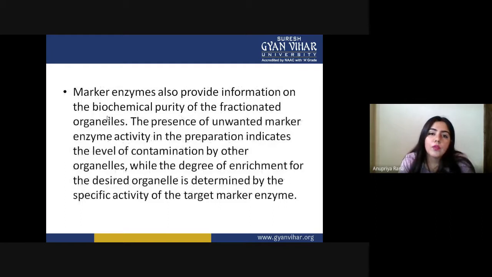Marker enzymes also provide information on the biochemical purity of the fractionated organelle. In the process of cell fractionation, the cell walls are sliced and burst open, breaking down the cell wall and releasing all the cell organelles present inside. These marker enzymes are also able to tell us their biochemical purity.